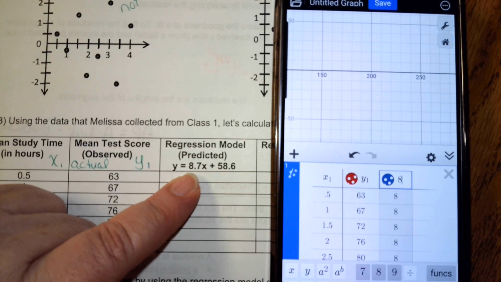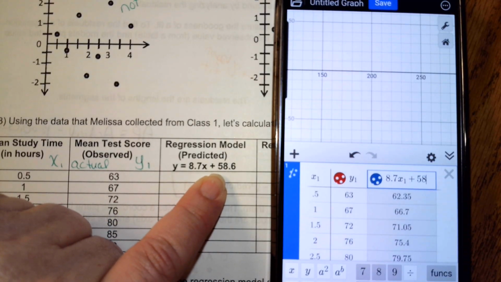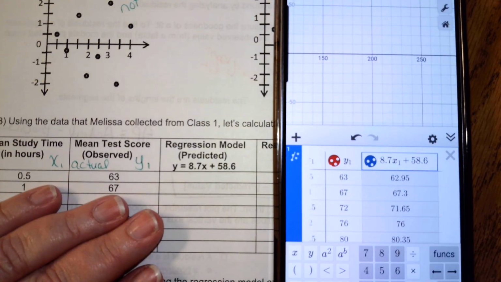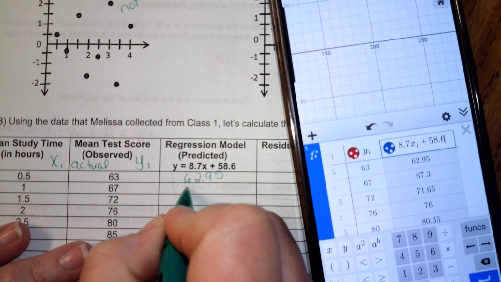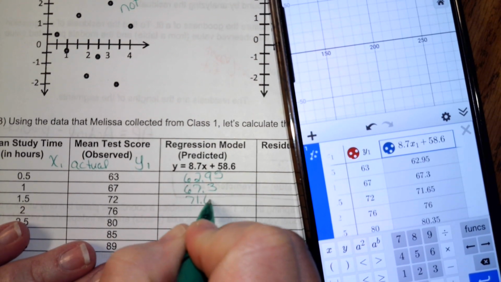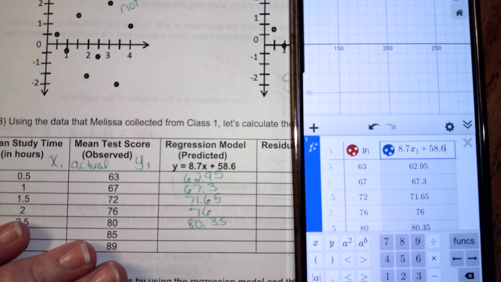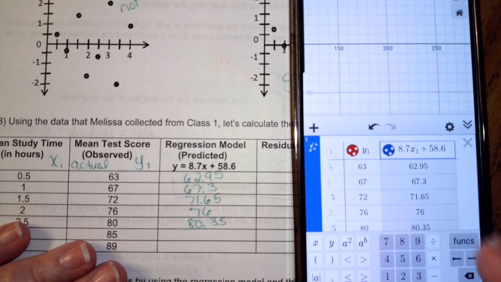We're going to put in 8.7 x sub 1 plus 58.6. Okay. Here are the predicted values. So let's write those predicted values right here. Now the reason why we had to call it x sub 1 is because that's how the calculator is going to recognize it, because it called this column x sub 1, y sub 1.